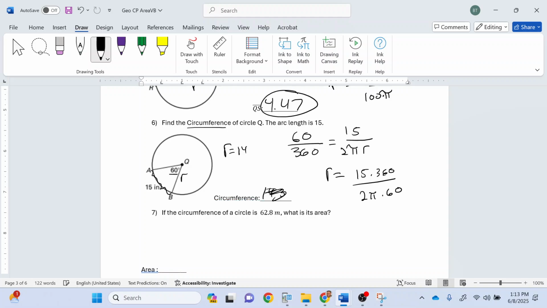So r equals 14.3. So take this radius and then put it into the circumference, which is 2 times pi times 14.3. So times 3.14 times 2 equals 90. So I end up getting about 90.